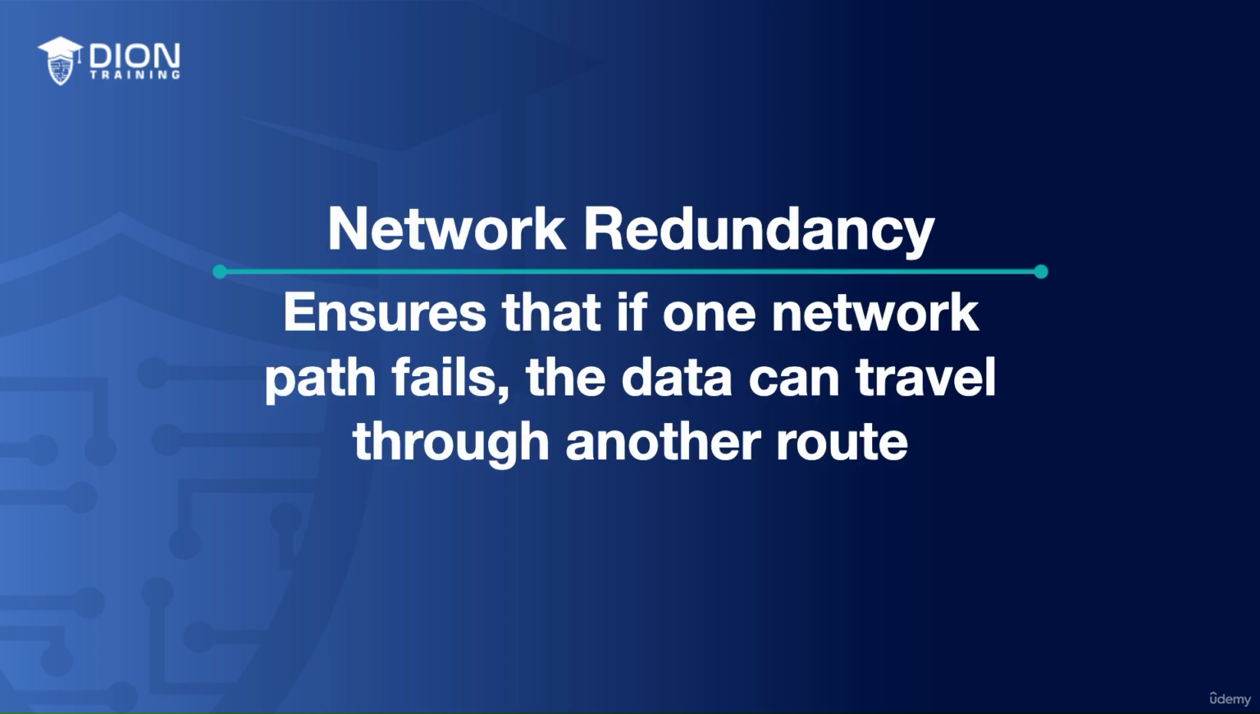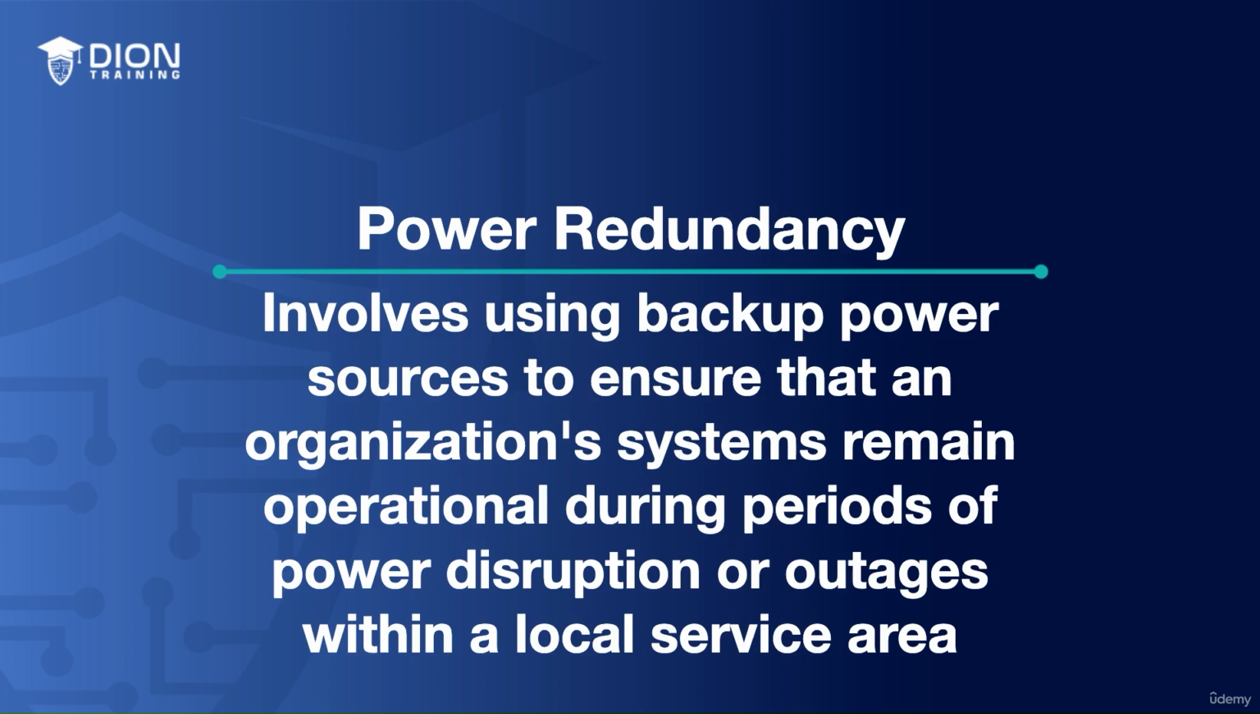Third, we have network redundancy. Network redundancy ensures that if one network path fails, the data can still travel through another route. This is how I set up my old offices in Puerto Rico, so that if the microwave link went down, we switched over to cable. If the cable went down, we switched over to cellular, and this way, we could continue providing network connectivity to all of our users.